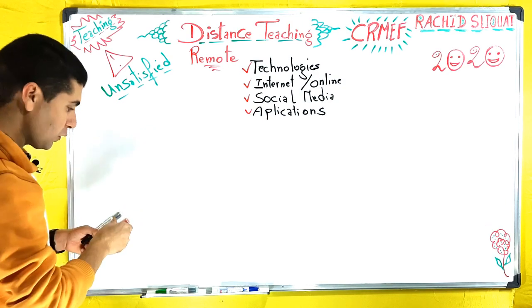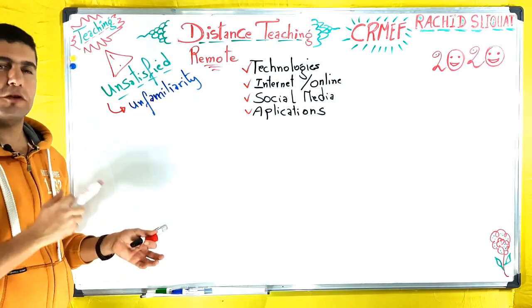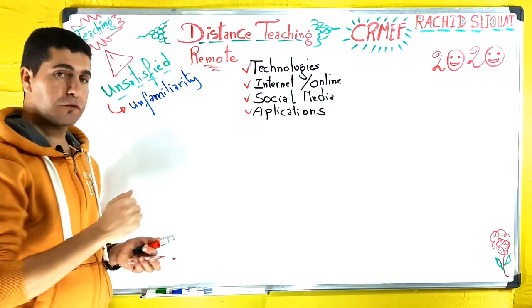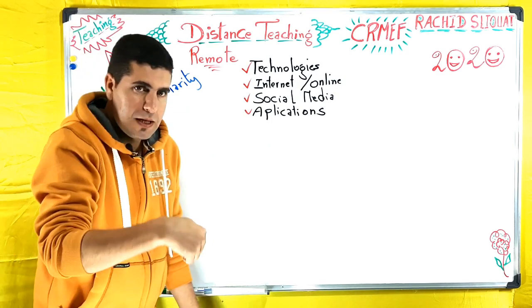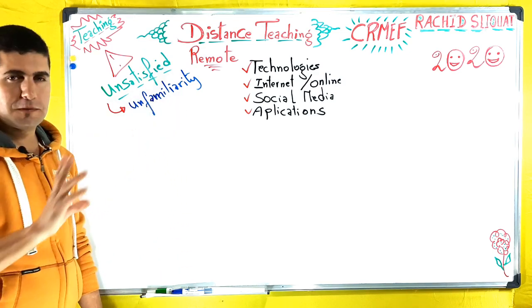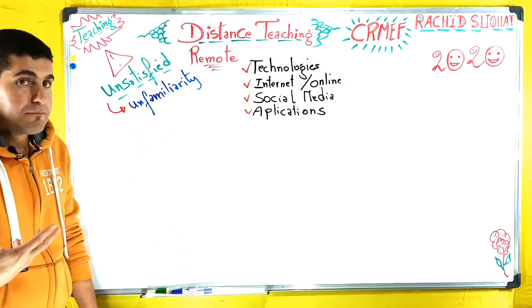Number one, what we call unfamiliarity. And here I mean both teachers and students are not familiar with this way of teaching and learning, okay? So this is something new, just appeared to surface this year with the coronavirus, as I said, okay? So teachers and students are not familiar with it, okay? So that's why they are unsatisfied.